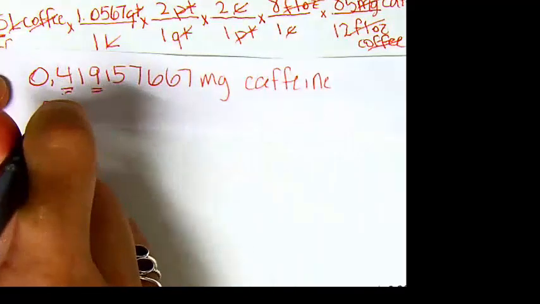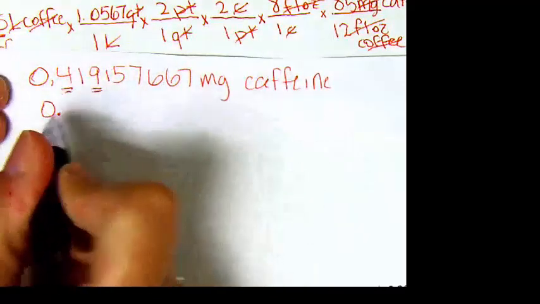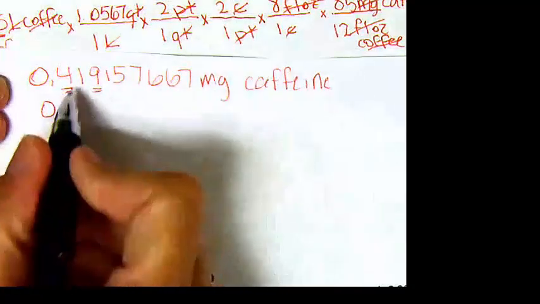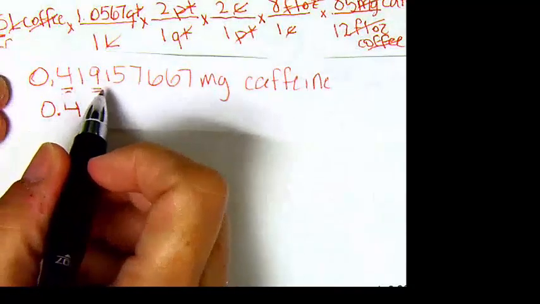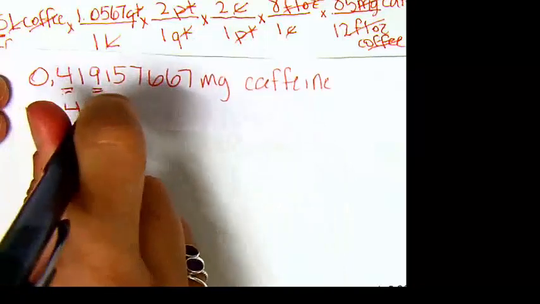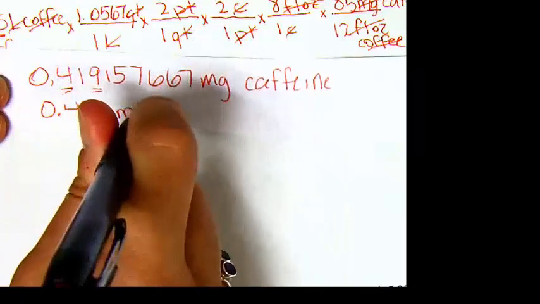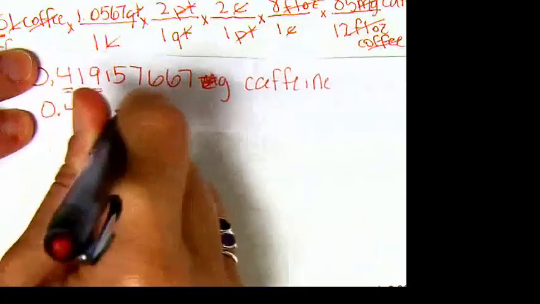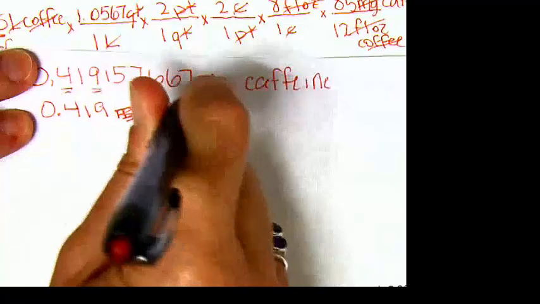So we keep the leading 0. We keep the decimal. That 4 is in the 10th place, so it has to stay in the 10th place. And then that 1 and 9 stay 1 and 9 because we're not going to round up. So it'll be 0.419, and then the unit is not milligrams, it's grams. Grams of caffeine.